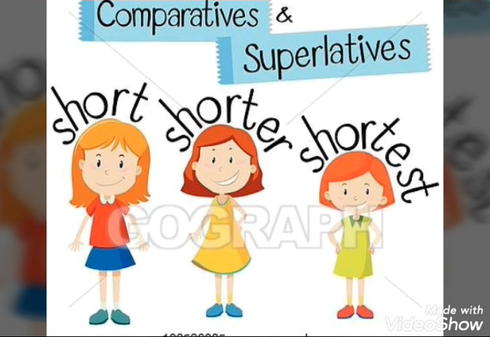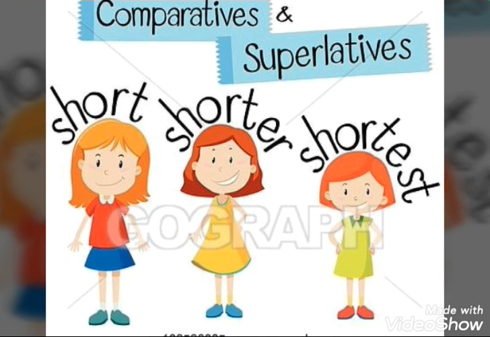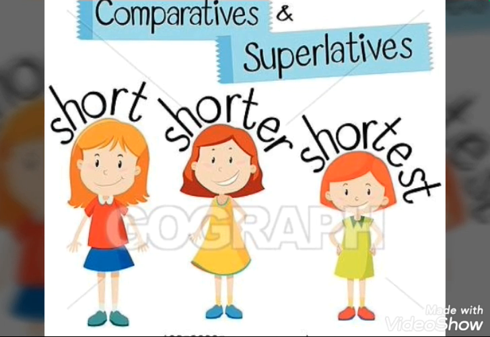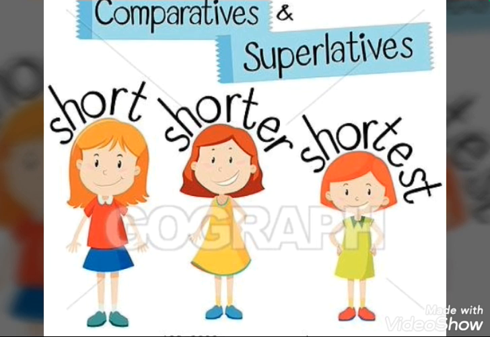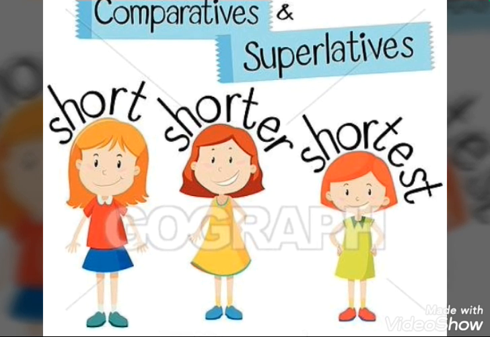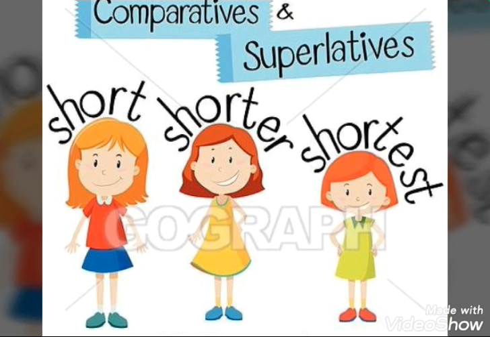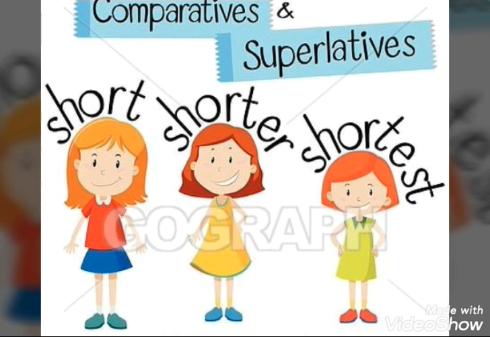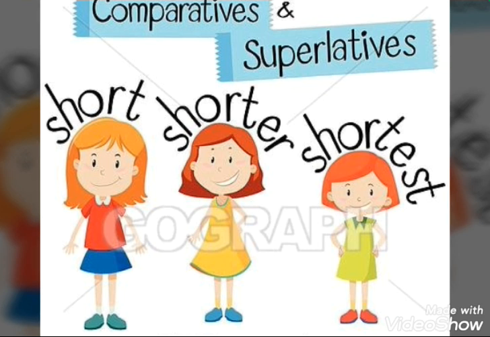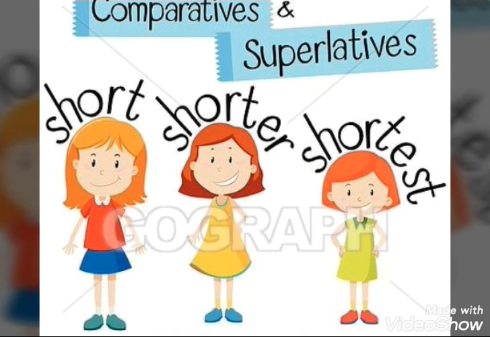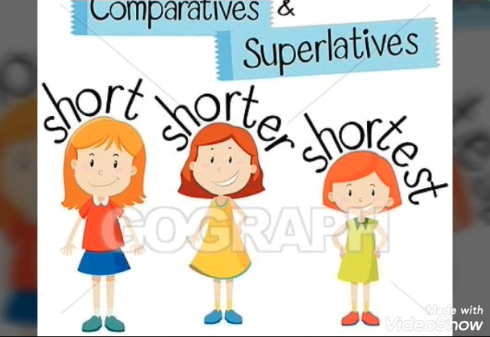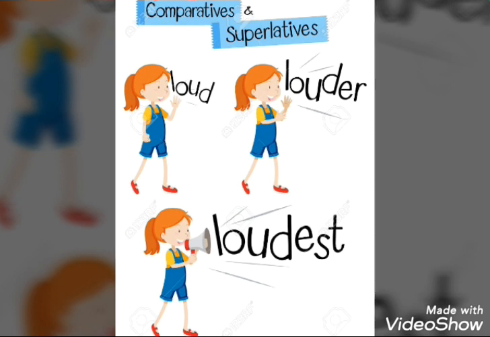Here we have three girls. The first girl from the left is short. What about the second girl? She is shorter than the first girl. What about the last one? Which girl here is the shortest girl? The third girl is the shortest. Don't forget that. The shortest girl.